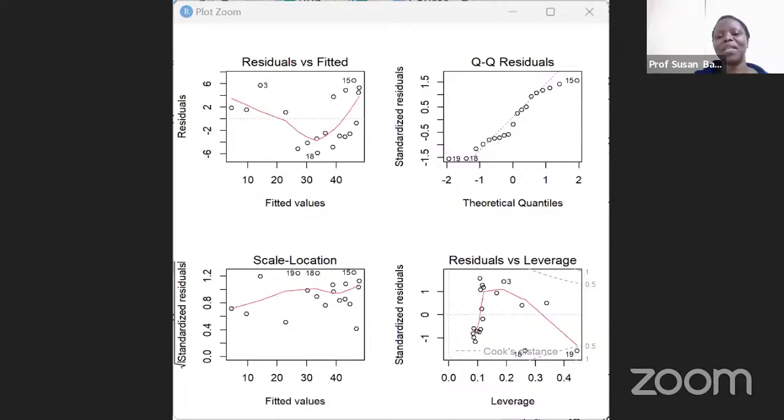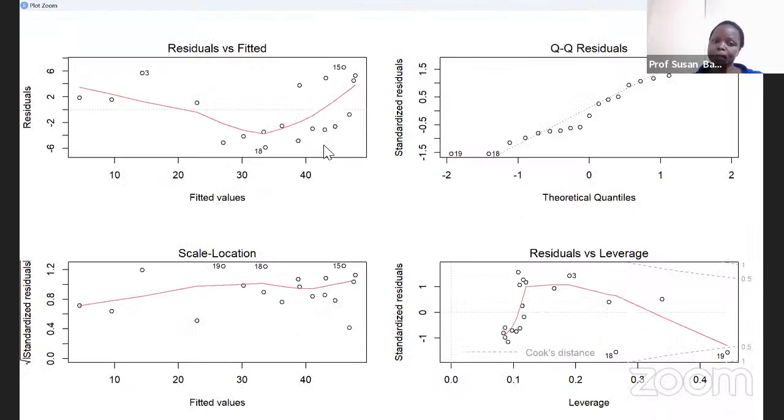Okay, ladies and gentlemen, this is the plot, which is zoomed in. Remember the graph we had here, it was showing that it was a curvature. But now we can see that the graph has improved. It's a random scatter of points, only that we still see some bit of curvature. And when we go here, it is still showing us there are some points that are likely to be influential.